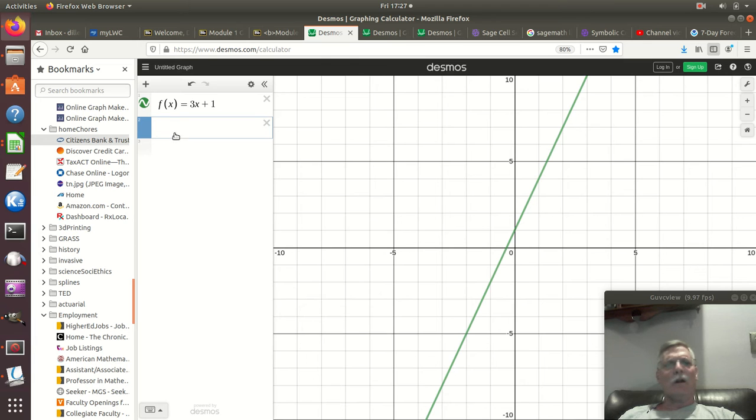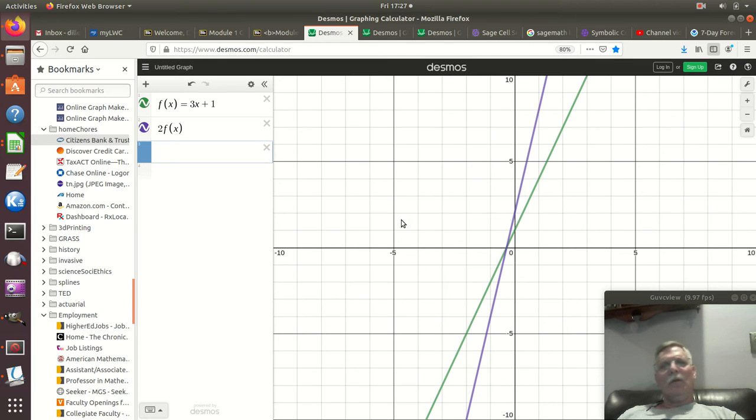And now what I'd like to do is say, okay, what happens to the slope of this if I multiply the function by 3? So, no, not 3. I'm already using a 3 for the slope. So let's multiply by 2. So suppose I take 2 times f of x. What's happened to the slope?